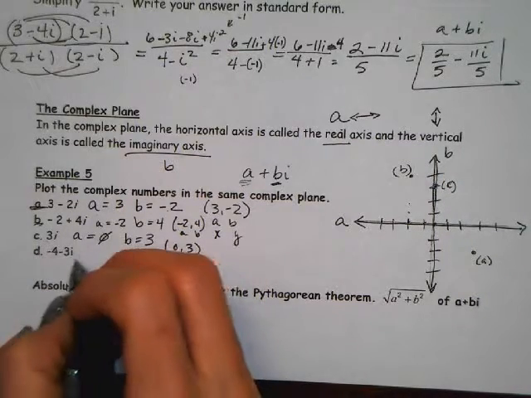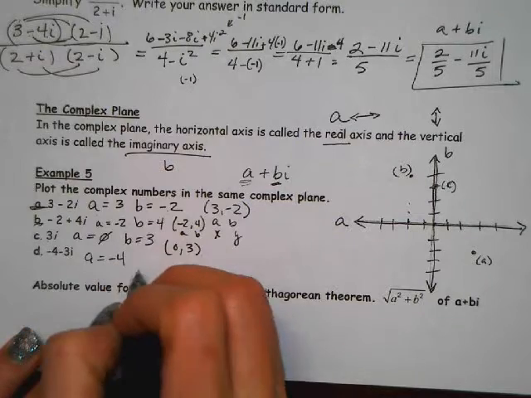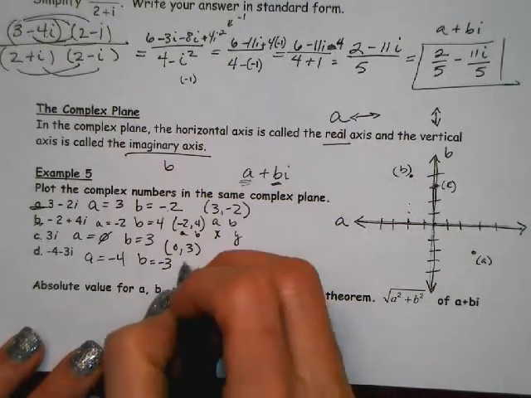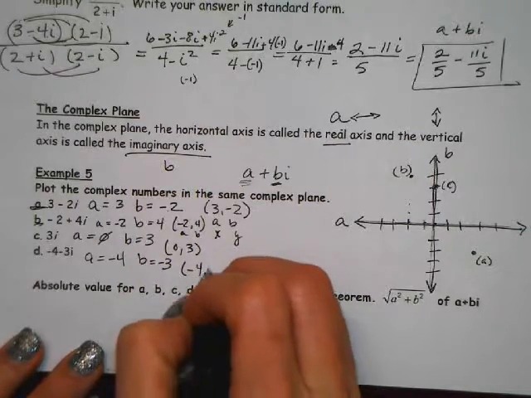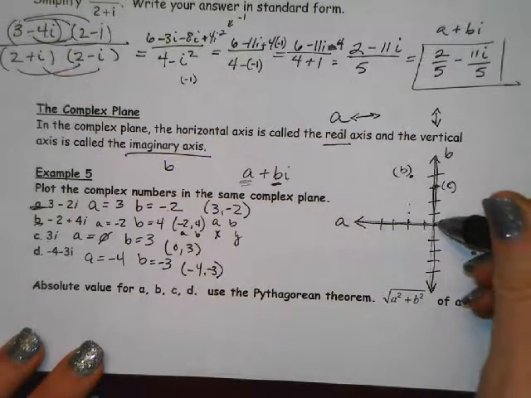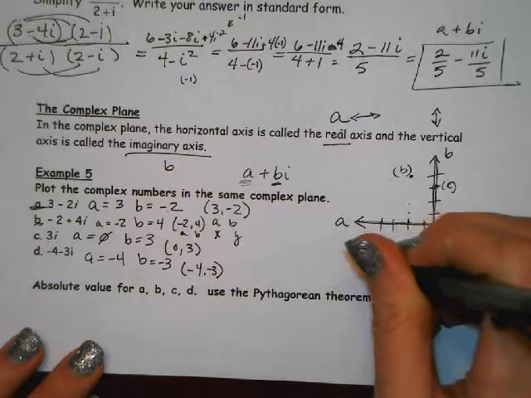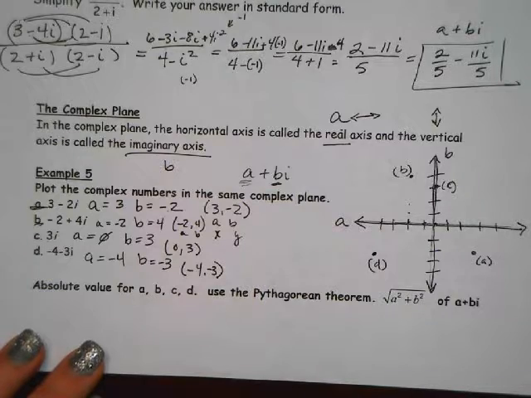If I go to d, my a is negative 4, and my b is negative 3. So I can rewrite the coordinate as negative 4 comma negative 3. And then I would go over my 4, and I would go down my 3. And that would be my d complex number graphed.